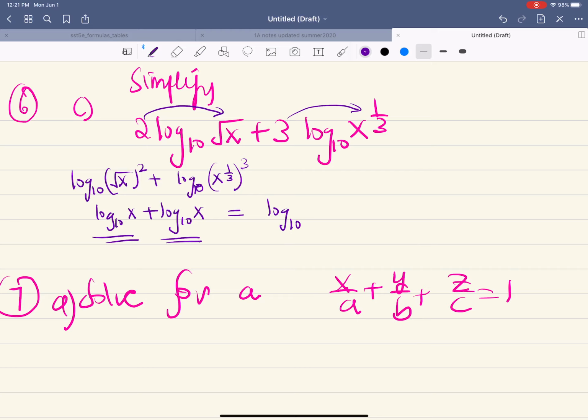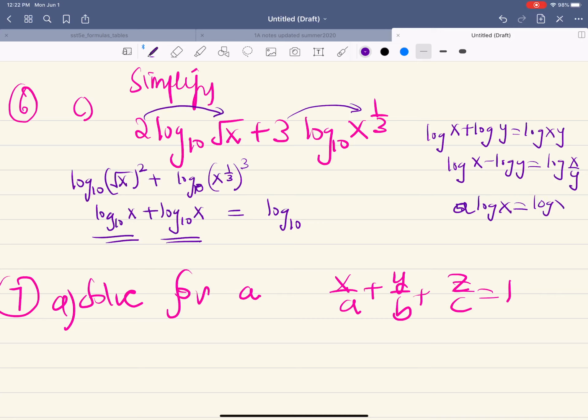Logs have three special properties. If you recall, I'm just using the base 10 to keep things easy. Log x plus log y is the same thing as log of x times y. Log x minus log y is the same thing as log of x over y. And a log x can be written as log x to the power a. A coefficient can be written as an exponent.